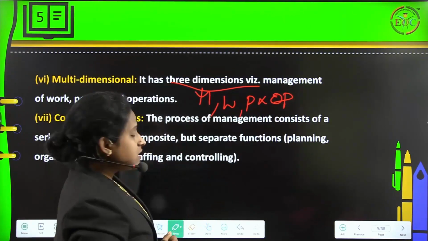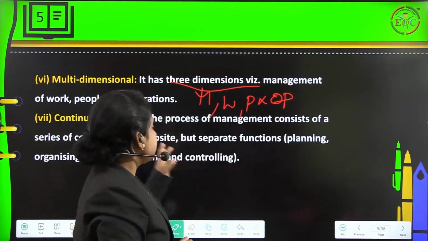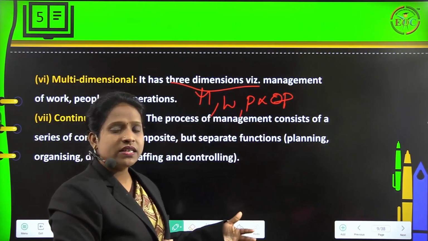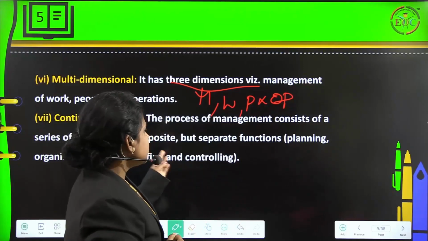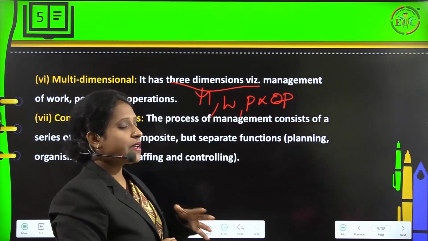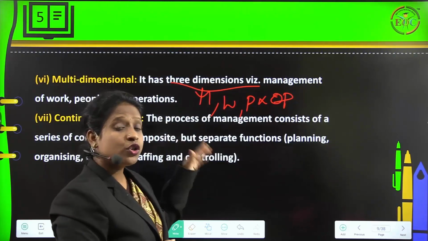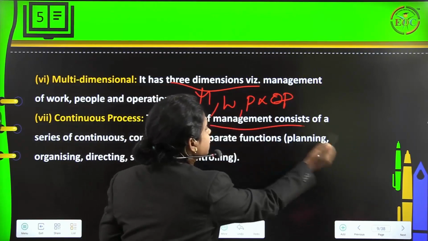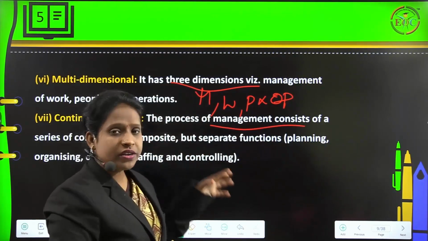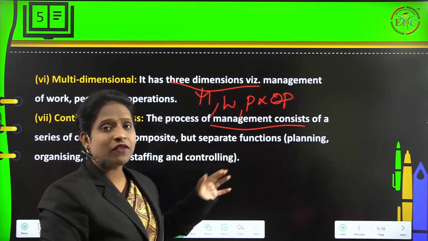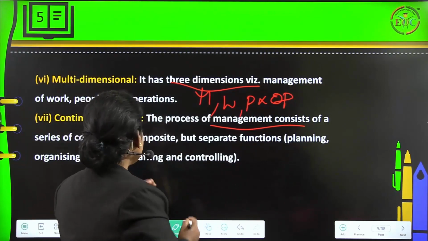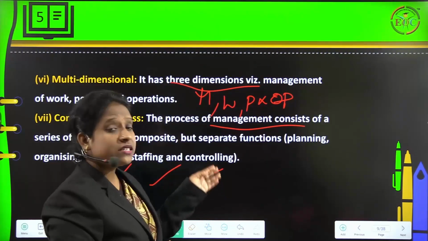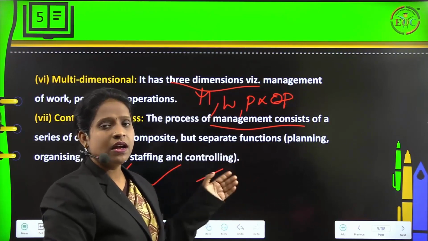Fine. And next, we also say management is a continuous process, because it includes certain steps like planning, organizing, coordinating, directing, controlling. So this process has to be done in a continuous manner. That is why they say management should cope up with what? Continuous process. So let's understand about this. The process of management consists of a series of continuous, composite but separate functions. What are those functions? Planning, organizing, directing, staffing and controlling. Fine. These are what we call separate functions which are included in management.